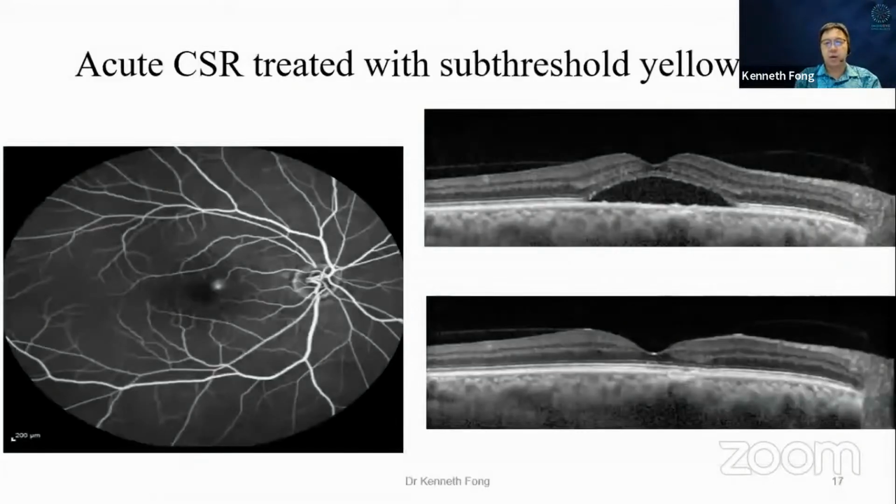Here's a case whereby you have an acute CSR of less than 1 month duration, and you just treat the hotspot with a subthreshold laser using the same parameters as DME, and there's a good resolution.